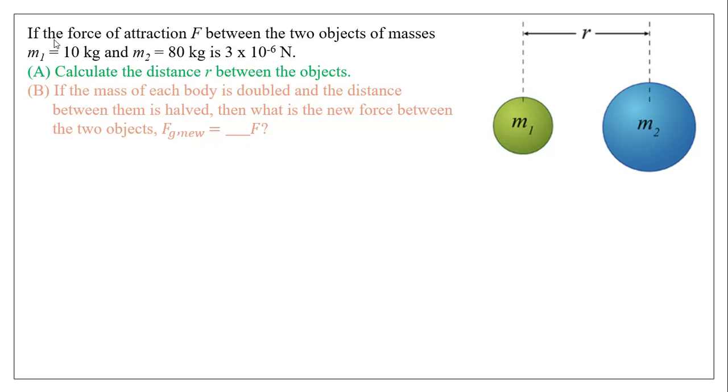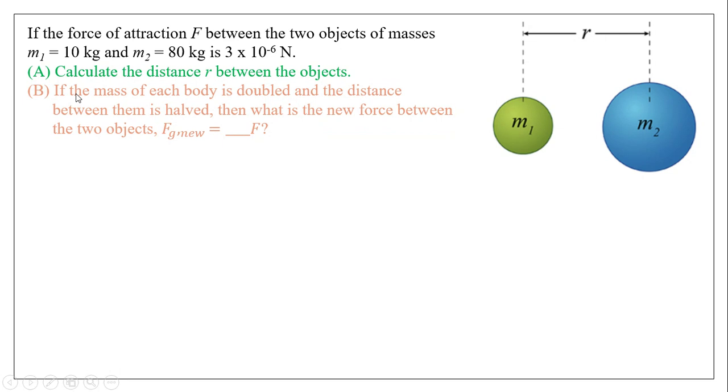Alright, so in this particular video, we have a statement that says if the force of attraction F between the two objects of masses m1, which is 10 kilograms, and m2, which is 80 kilograms, is 3 times 10 to the negative 6 newtons, find the distance r between the objects. In the diagram here, the distance from center to center is known as r.